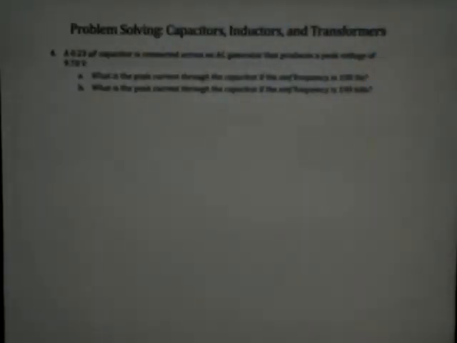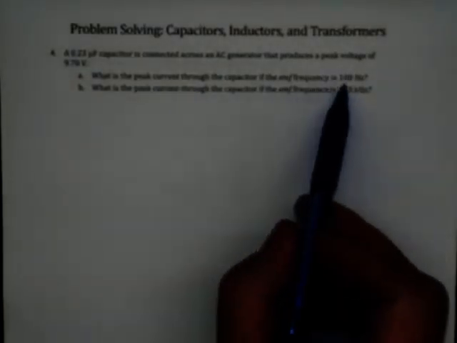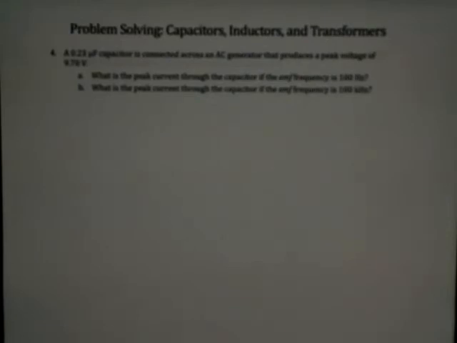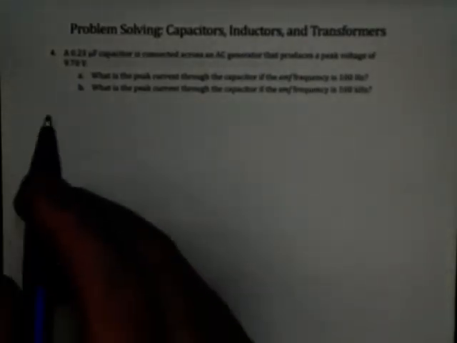Problem 4 and 5 looked at capacitors. A 0.23 microfarad capacitor is connected across an AC generator that produces a peak voltage of 9.7 volts. We want to know the peak current if the frequency is 100 hertz, and what happens to the peak current of the capacitor if the frequency is 100 kilohertz.